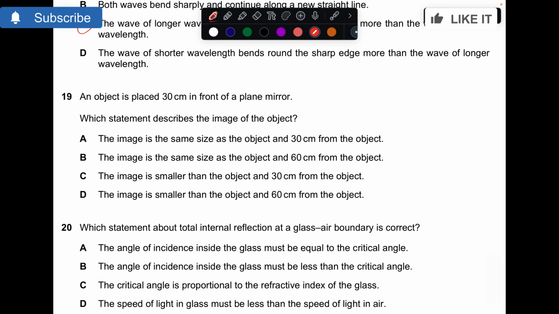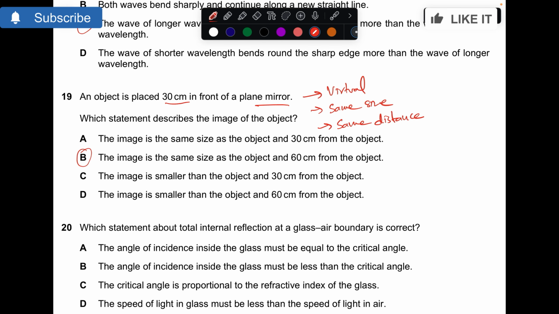Okay, the image in a plane mirror is always virtual, the same size, and the same distance from the mirror as the object is. So it's option B that is correct.